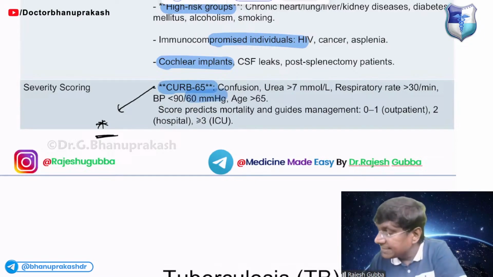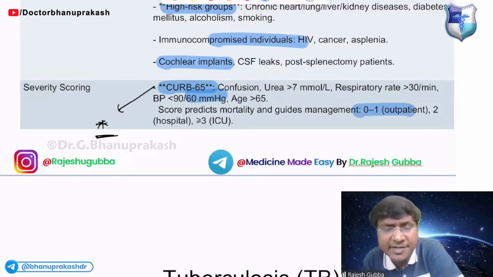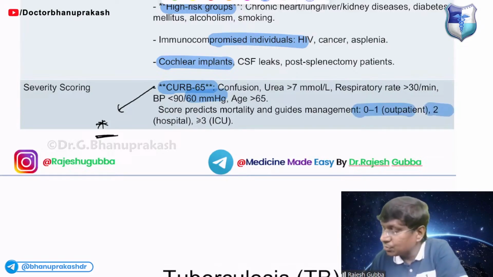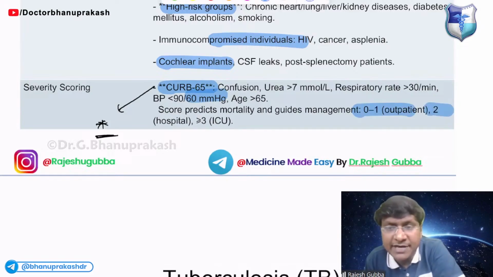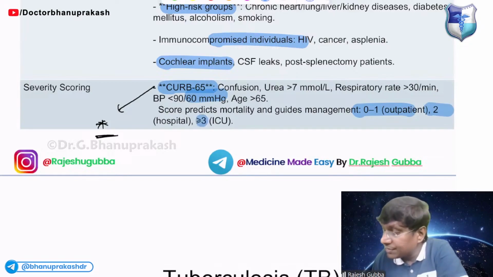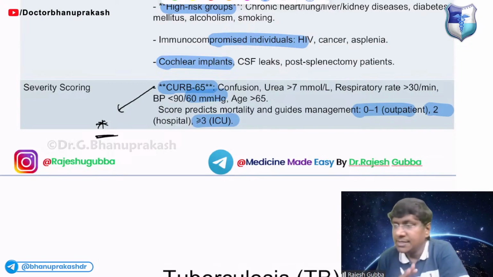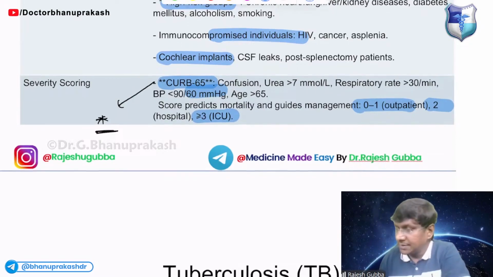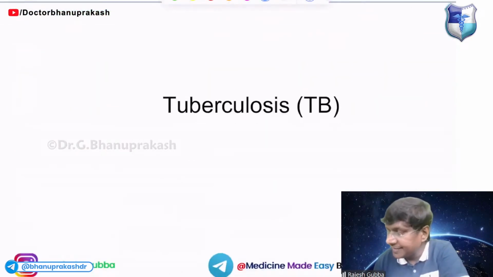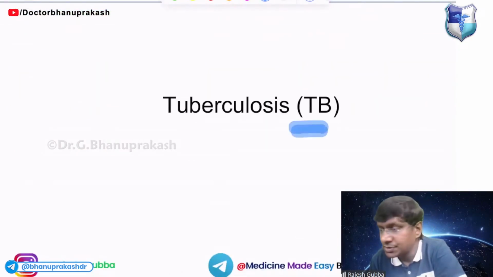Now, if the score of the individual is 0 to 1, outpatient treatment is enough. If the score is 2, you need to admit the patient to hospital and give IV antibiotics. If the score is 3, you need to admit the patient to ICU and give IV antibiotics. Okay, so this is about pneumonia, right? So pneumonia is done. Now, moving on to the next topic, tuberculosis.